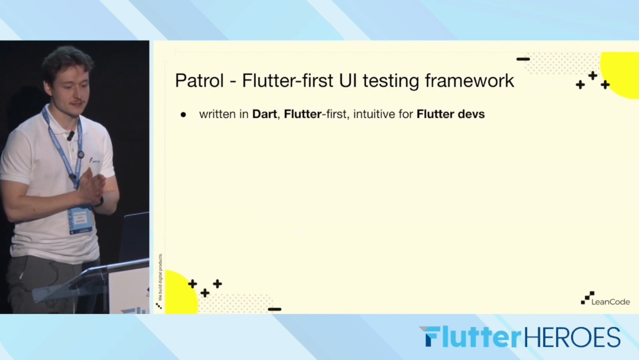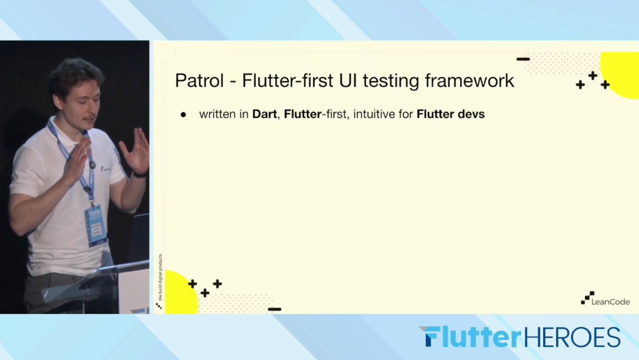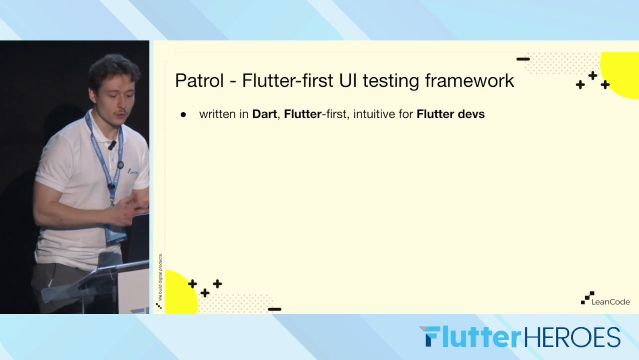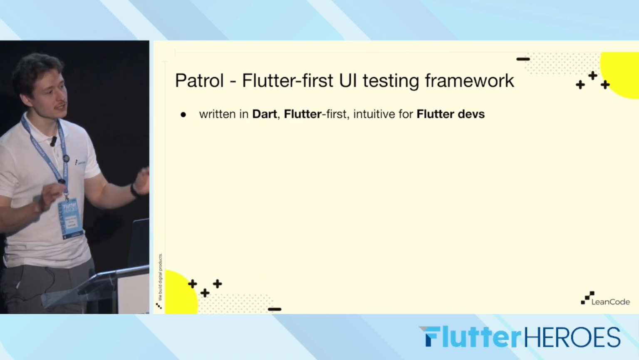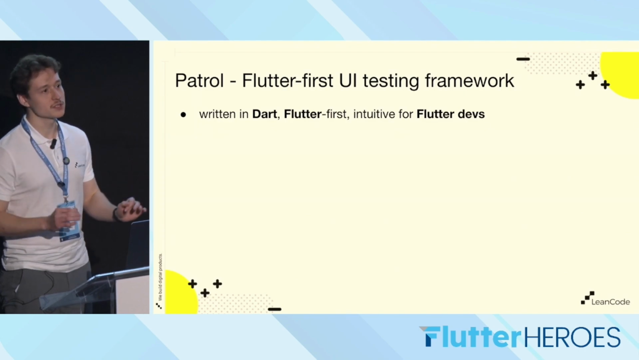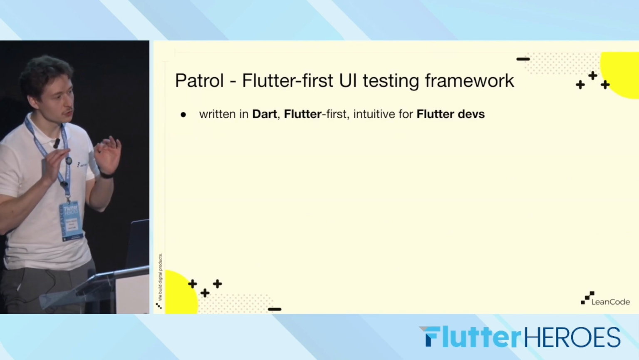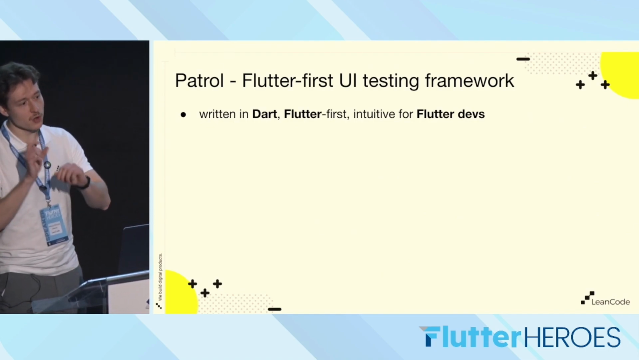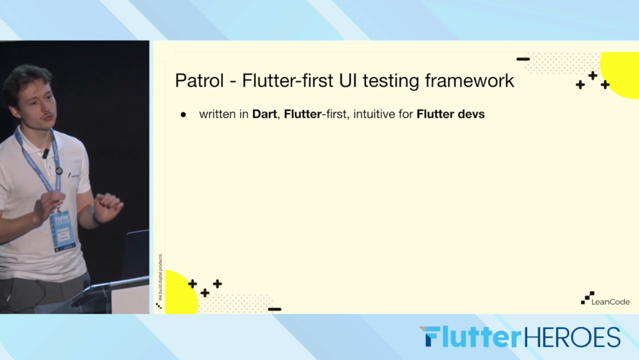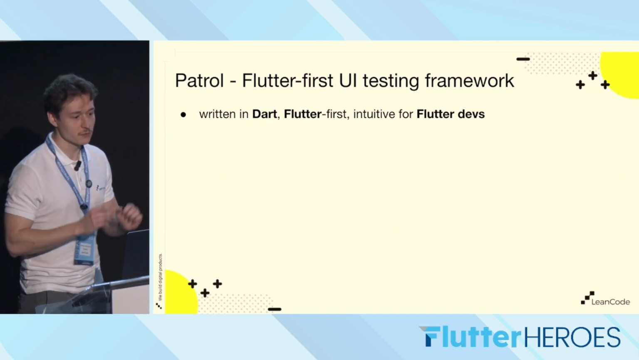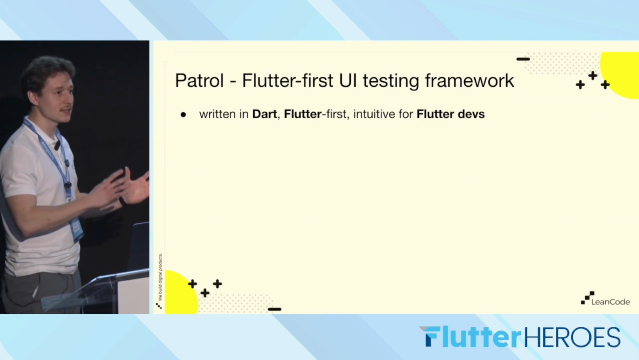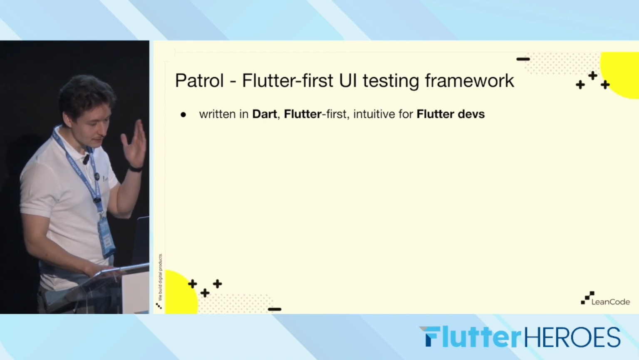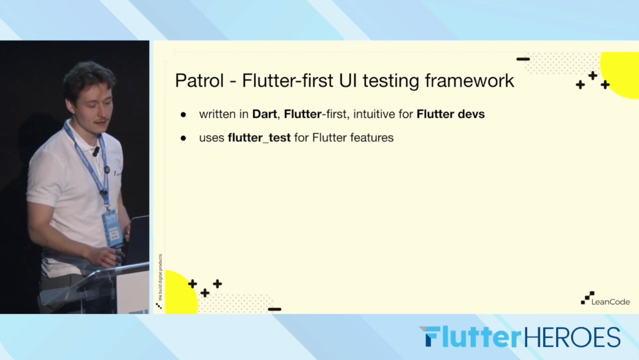Patrol is a Flutter-first UI testing framework, and Flutter-first means that it's written in Dart and made for Flutter apps. It should be intuitive for Flutter devs. Usually, Flutter apps contain 90% Flutter code, right? So we want you to be as comfortable as can be working with Flutter code. And for the small 10% of native code, we just want you to be able to test it. It's not for testing native apps. It's for testing Flutter apps, but Flutter apps contain mostly Flutter code. So that's why it's in Dart. It has to look like a Flutter package.